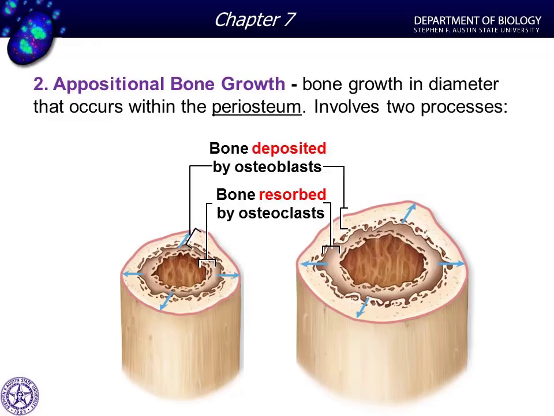Interstitial growth, much like we saw there, a reminder, appositional. We can see the increase in diameter. And where appositional growth largely happens is in our periosteum, just like we saw that appositional growth happening in our cartilage with the perichondrium.